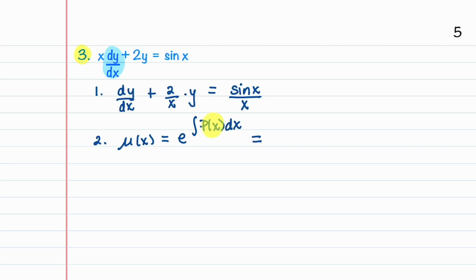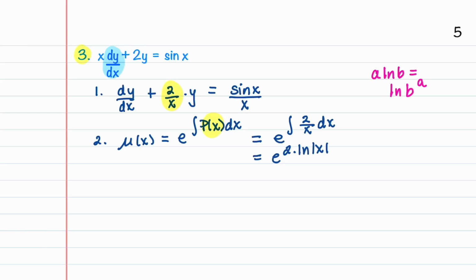P of x is just the coefficient that multiplies y. Let's plug that in. We have e to the integral 2 divided by x dx. That is equal to e to the 2 times natural log absolute value of x. We can pull the 2 up into the natural log. Just remember that a ln b is equal to the natural log of b raised to the a. That's why we can do that.